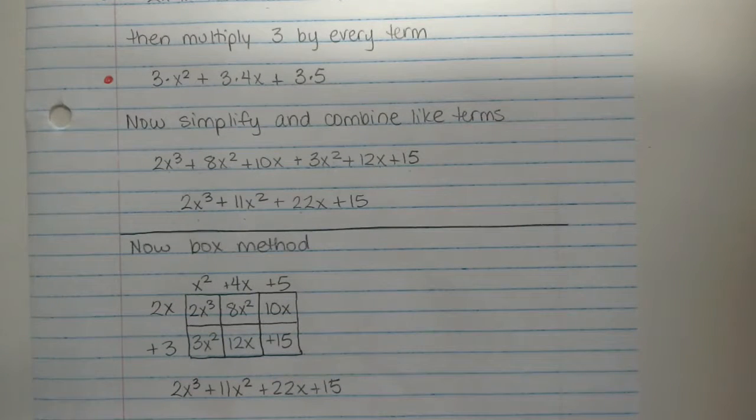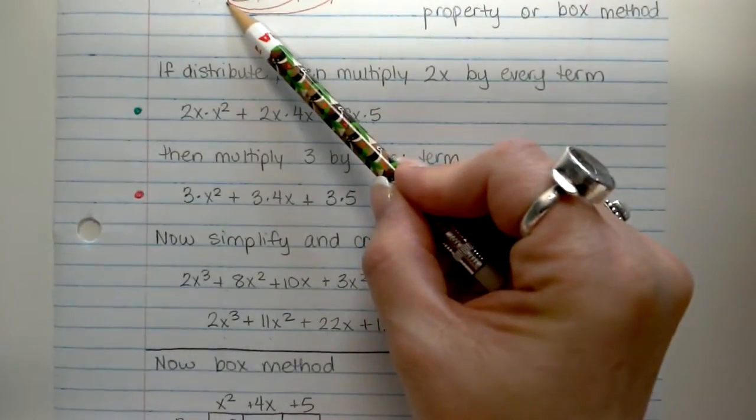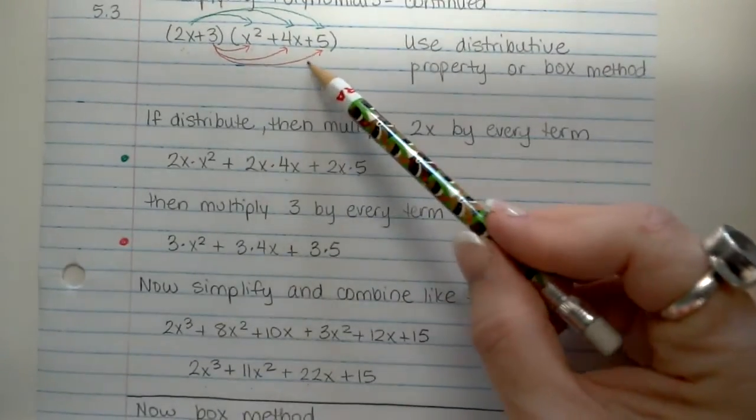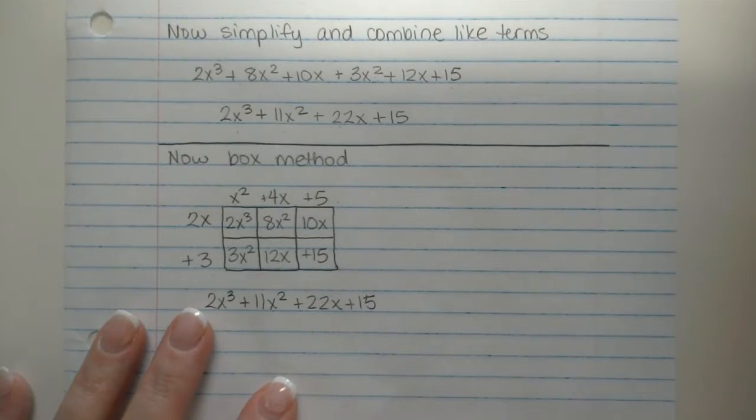Okay? All right. So now I'm going to try the box method for this exact problem, same problem. So I had a 2x plus 3 on the left, so I'm going to put a 2x and a 3 on the left. And I have an x squared, 4x, and 5 on the right, so I'm going to put x squared, 4x, and 5 on the top.